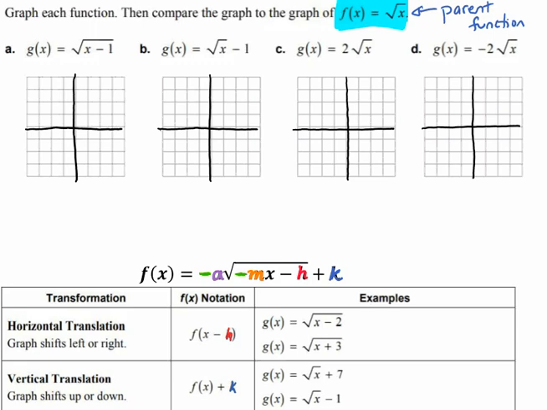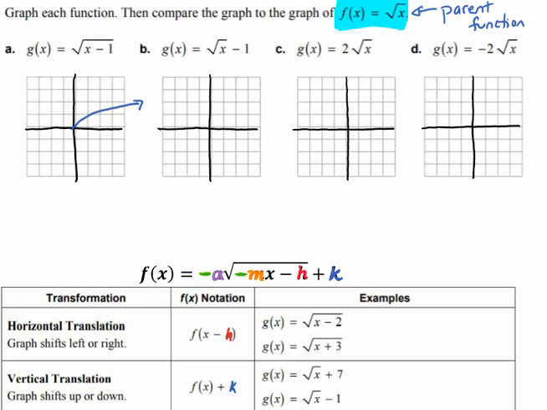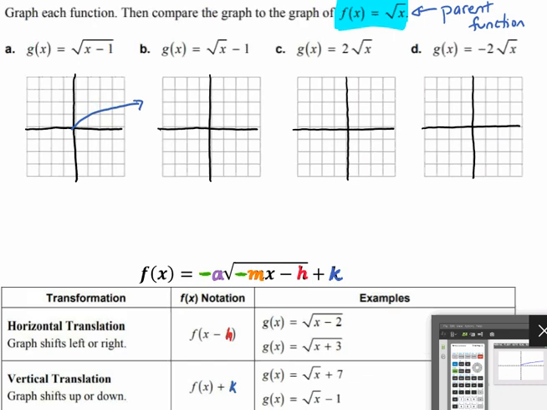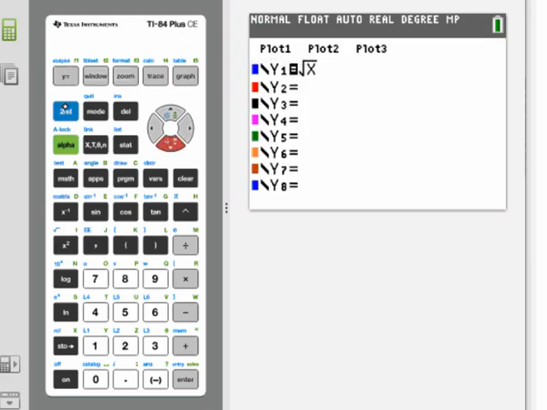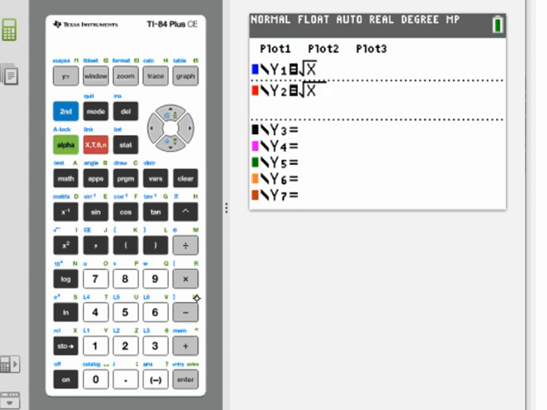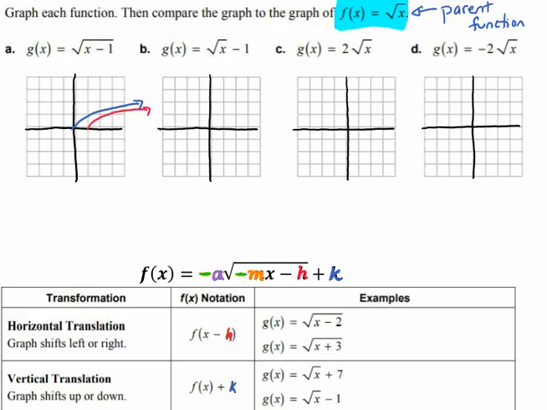So if we were to graph our parent function here on graph A, which says g of x equals the square root of x minus 1, our parent function is going to look like that. So now in our calculator, if we put into the next spot the square root of x minus 1, and we hit graph, now we see that our graph is kind of shifted to the right a little bit. So we can say that that moved to the right one spot. So that was our comparison to the parent function.